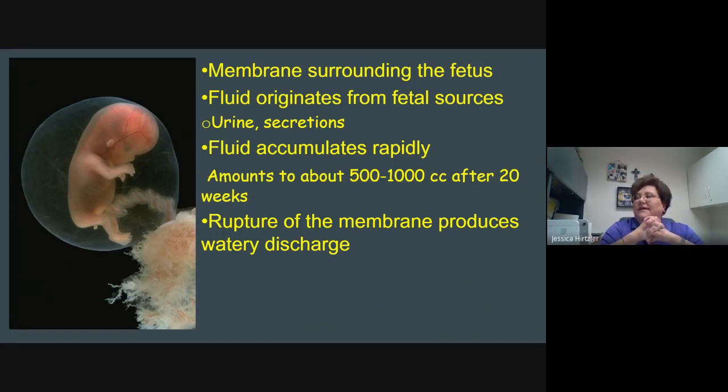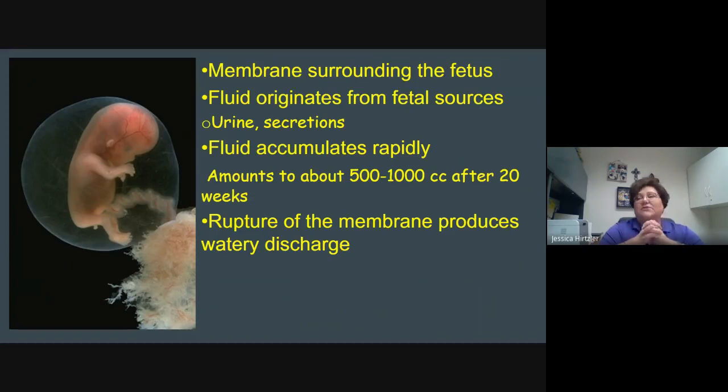Sometimes the amniotic sac has not ruptured, and the baby is delivered still housed in the amniotic sac. The amniotic sac itself is a membrane surrounding the fetus. We know that fluid originates from fetal sources, urine and secretions, things of that nature, and fluid accumulates rapidly. There's going to be about 500 to 1,000 milliliters of amniotic fluid after about the 20th week of pregnancy.